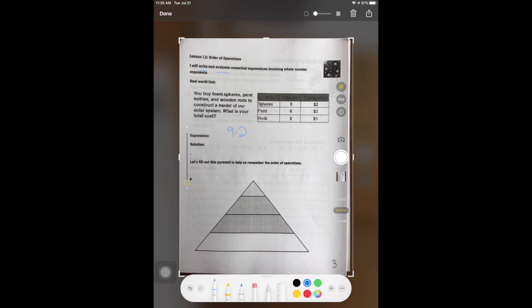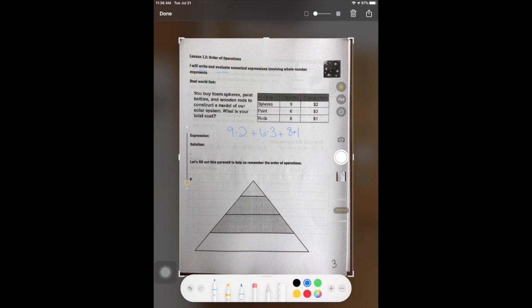So you want, in addition to the spheres, you want 6 of the $3 items. So again, I think multiplication would be a good way to find the cost of that paint. And then we want the rods, right? So we want 8 of the $1 items. So 8 times 1. Now, what would I do with all of those in order to find the total cost? I would have to add them up.